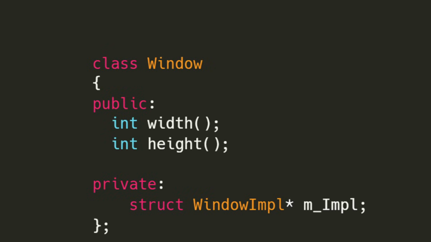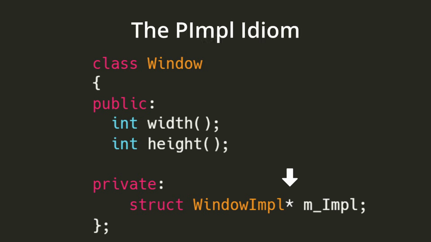When browsing some C++ codebases, you may have come across this pattern. A class with a single member that is a pointer type, usually called impl. Pointer to impl, or PImpl for short, is a C++ idiom common in large codebases. But what does it achieve?